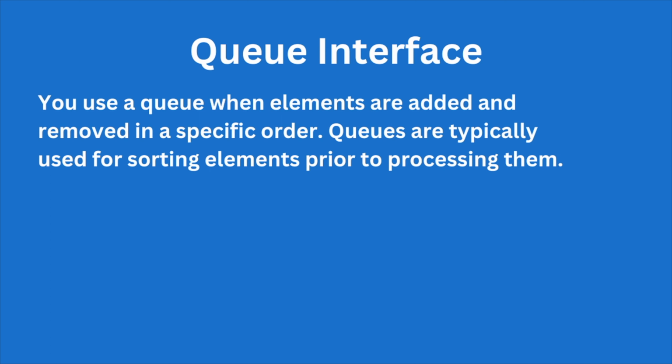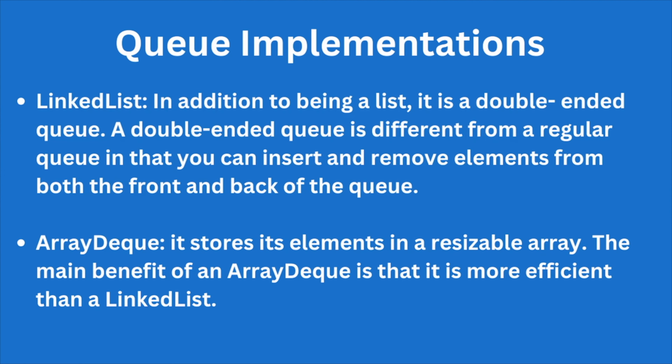Now, let us talk about the queue interface. You use a queue when elements are added and removed in a specific order, and typically it is first in, first out. But you can also specify the order. Queues are typically used for storing elements prior to processing them. Alright. Now, let us look at the various queue implementations.